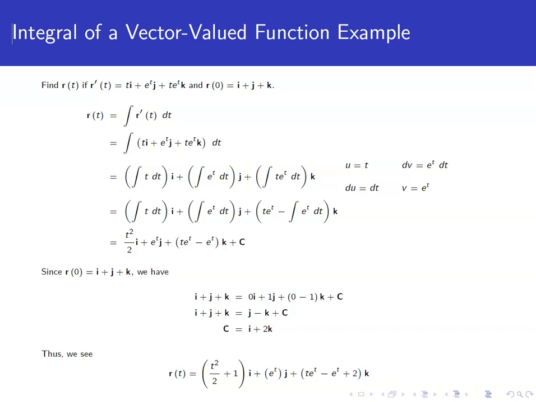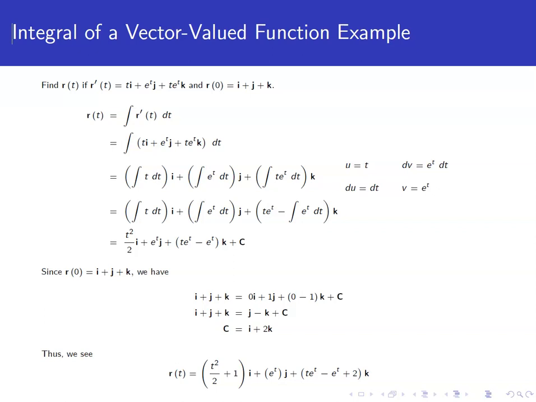In this video, we're being asked to retrieve an original vector-valued function given its derivative and a point on the function. So we're being asked to find r of t if its derivative is t i plus e to the t j plus t e to the t k, and when we plug in 0 into the original, we get the vector i plus j plus k.